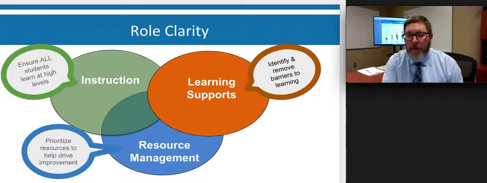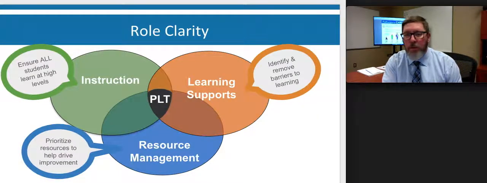In this next slide, you'll notice that at the center of the Venn diagram between instruction, learning supports, and resource management is the PLT, which stands for Pathways Leadership Team. That is our district version of your building leadership team, or BLT. We meet on a regular basis.